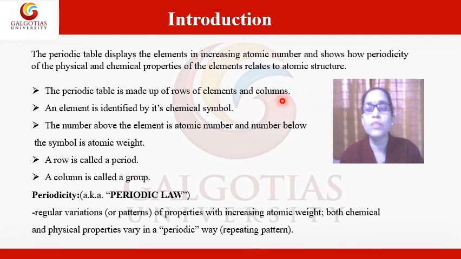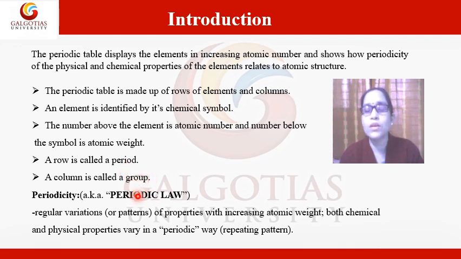The periodic table is made up of rows of elements and columns. An element is identified by its chemical symbol. So in the periodic table, how are the elements present? Above the symbol, the number is called the atomic number, and the number below the symbol is called the atomic weight. The rows in the periodic table are called periods and the columns are called groups.